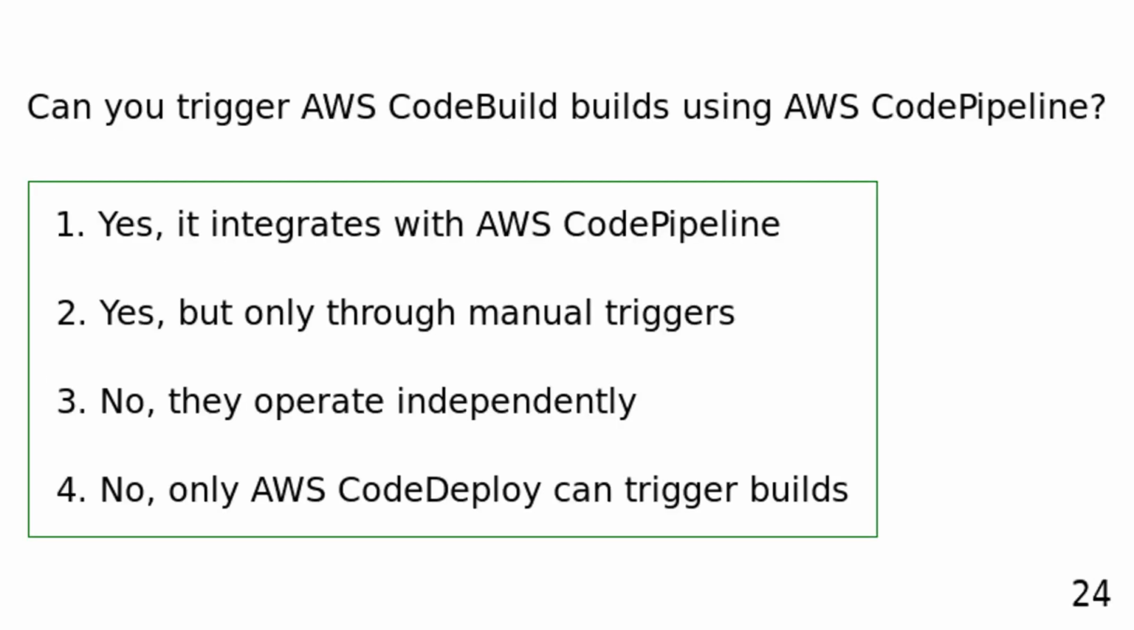Can you trigger AWS CodeBuild builds using AWS CodePipeline? Yes, it integrates with AWS CodePipeline. Yes, but only through manual triggers. No, they operate independently. No, only AWS CodeDeploy can trigger builds.